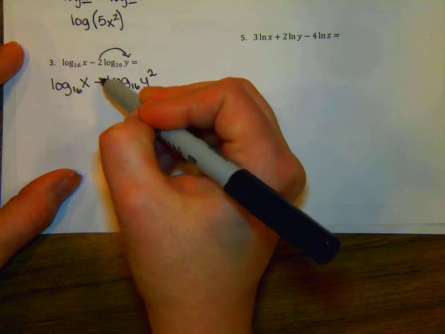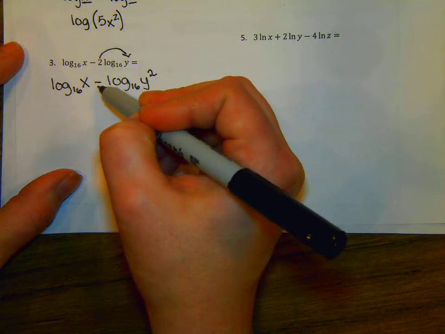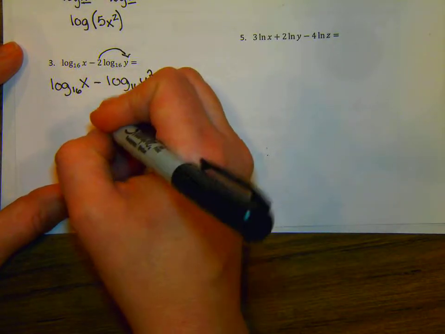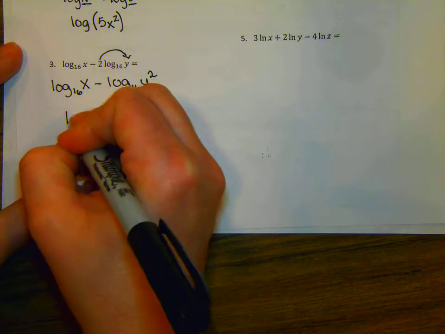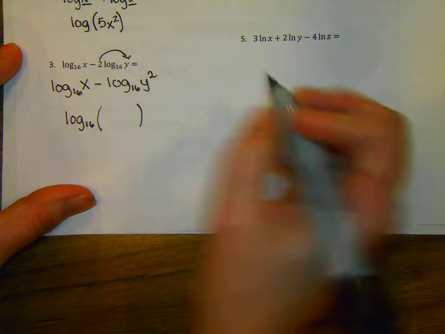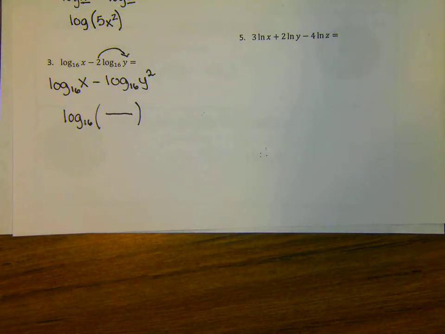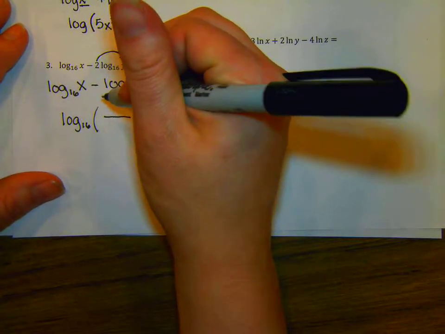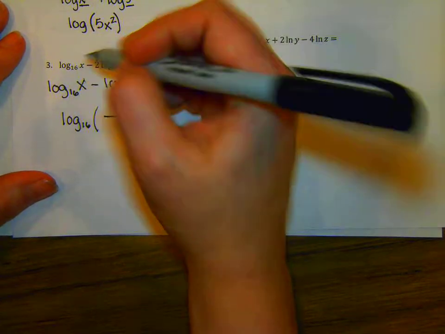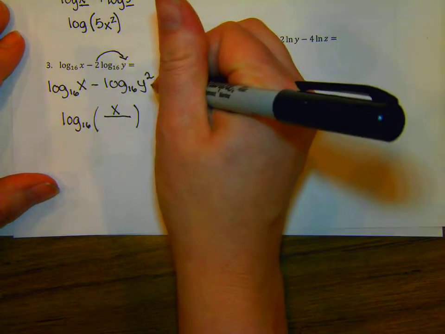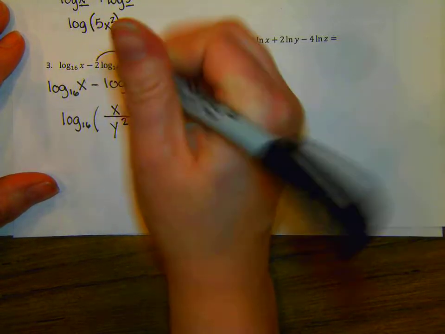But when you see the subtraction, think fraction. So again, our goal is to write this as 1 condensed log. I know because there's a subtraction there, it's going to be a fraction bar. So from here, this is going to be the numerator, x, and this is going to be the denominator, y squared. And there's your answer.